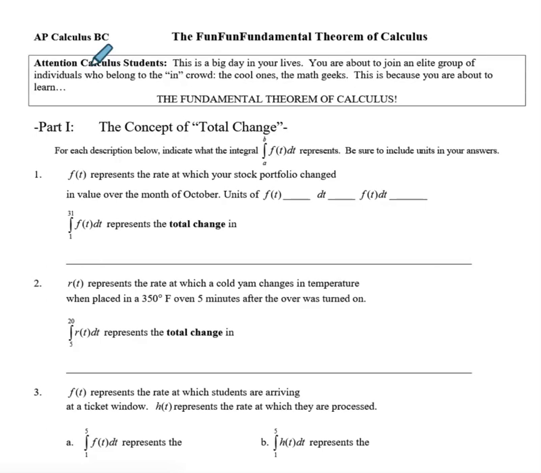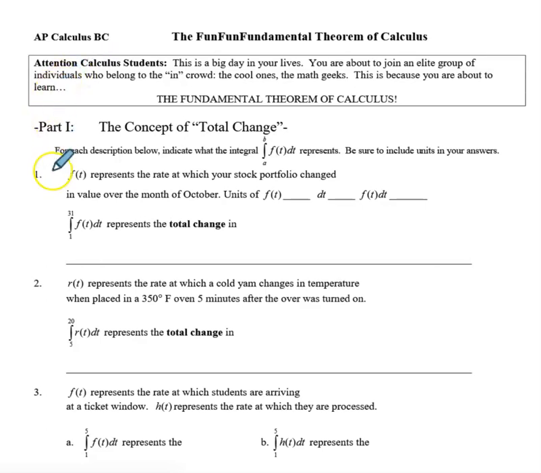Very, very cool. Okay, so there are two parts of the fundamental theorem of calculus, and today's lesson is going to go over part one, and we're going to start with the concept of total change. So for each description, what we want is to indicate what the integral from a to b of the function f of t dt represents, and we're going to include units in our answers.